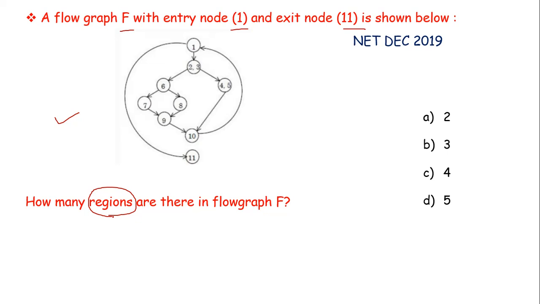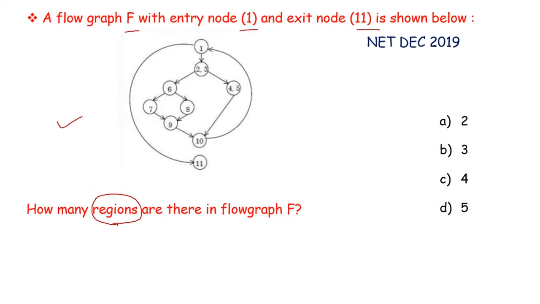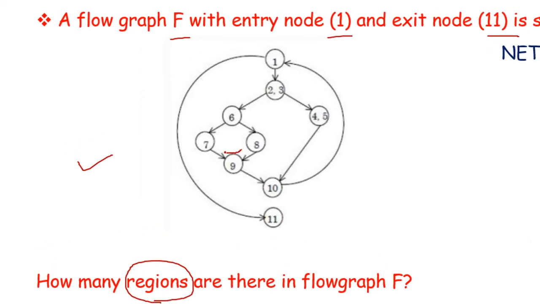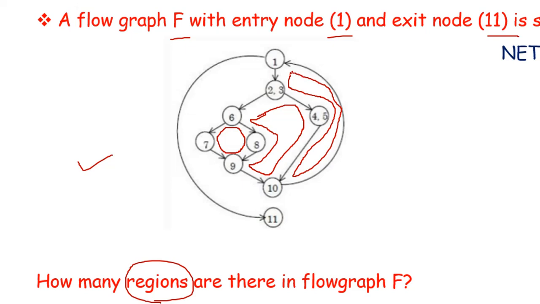Now region is nothing but a combination of closed area and one open area. So our task is to find number of closed area. So closed area is like, first closed area is between nodes 6, 7, 8, 9. Second closed area is between nodes 2, 3, 4, 5, 10, 9, 8 and 6, like this. We have marked it in the graph. Third closed area is from node 1, 2, 3, 4, 5, 10. This is also a closed area.